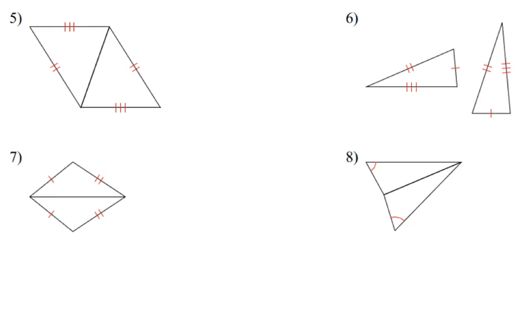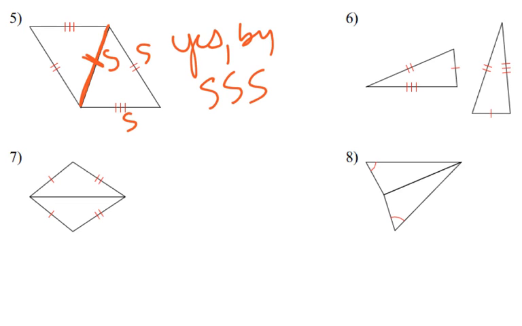So number 5. Now at first glance you may say, oh, there's only two, so it's not congruent. But you've got to pay attention because they share a side. And if you share a side, that side is going to be congruent. So we've got one side, two sides, three sides that are congruent. So yes, by side, side, side.